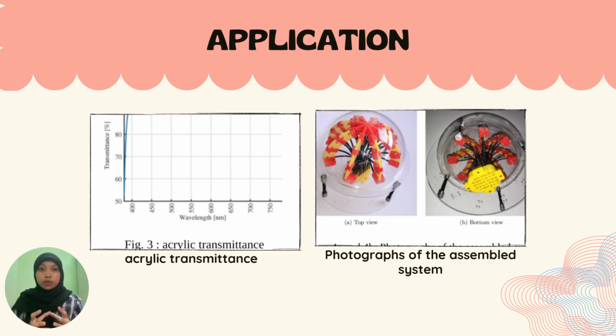The transmittance curve display revealed that the dome has approximately 95% transmittance in the 400 until 780 nanometer wavelength range. However, there is a decrease in the transmittance observed in the 380 until 400 nanometer range.